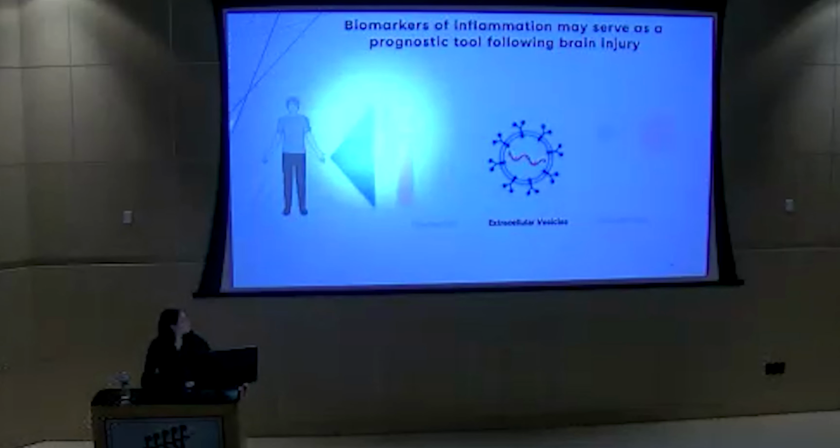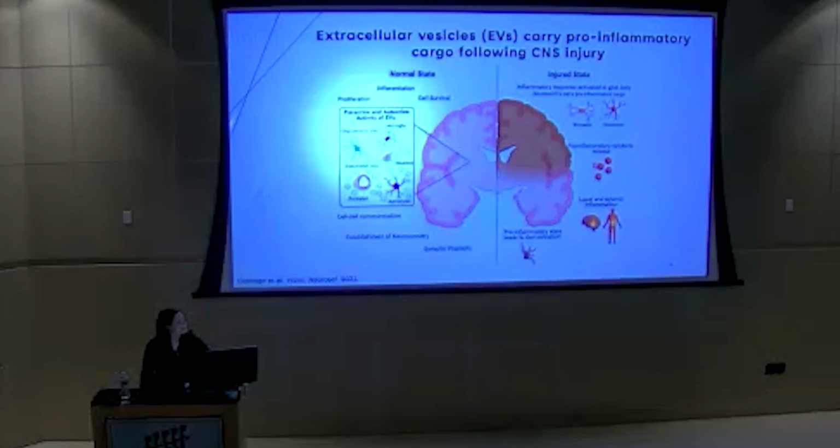So then we moved from the bulk to looking at smaller packets of information, starting with extracellular vesicles. So extracellular vesicles are of particular interest because they might be able to cross the blood-brain barrier. These vesicles come in 3 different sizes: exosomes, microvesicles, and apoptotic bodies. And why they're interesting is because in the normal state, they're involved in cell-to-cell communication, and they play a role in cell survival, proliferation, differentiation.